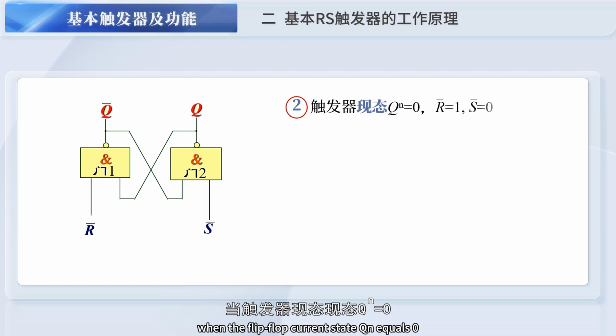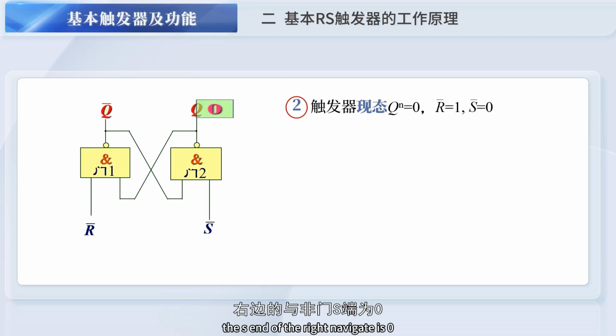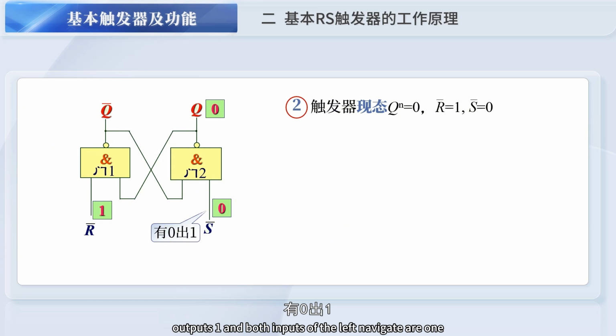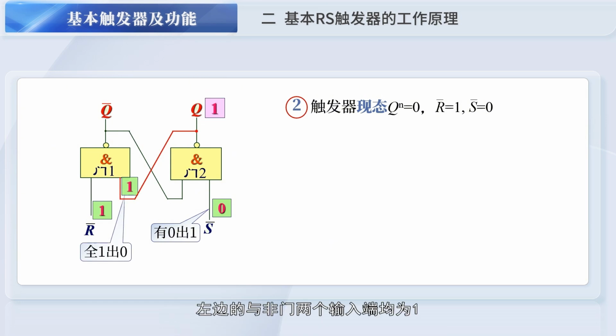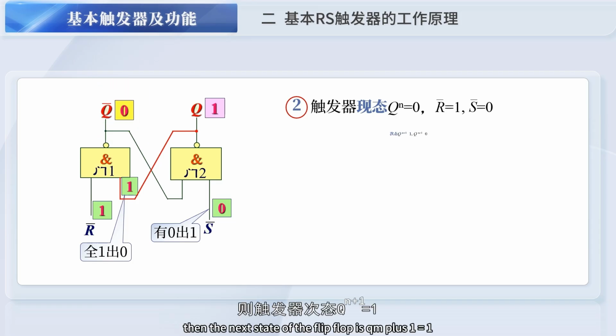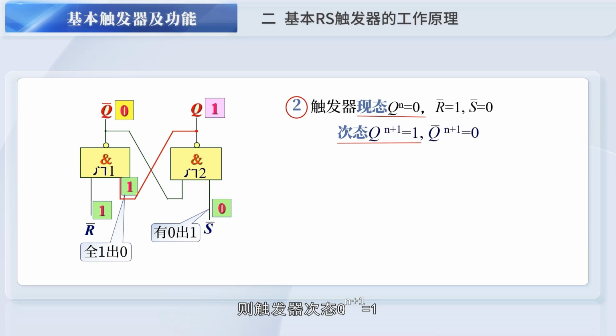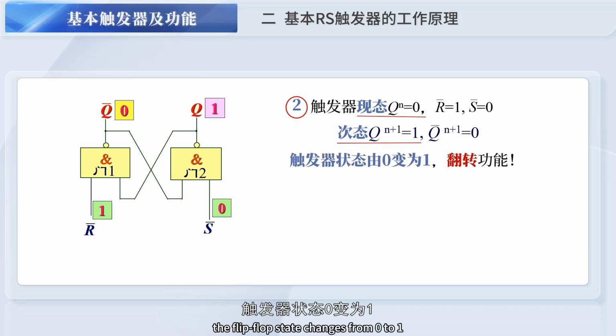When the flip-flop current state Qn equals 0, when R bar is 1 and S bar is 0, the S end of the right NAND gate is 0, so it outputs 1, and both inputs of the left NAND gate are 1, so it outputs 0. Then the next state of the flip-flop is Qn plus 1 equals 1, and Q bar n plus 1 equals 0. The flip-flop state changes from 0 to 1 to realize the set 1 function.